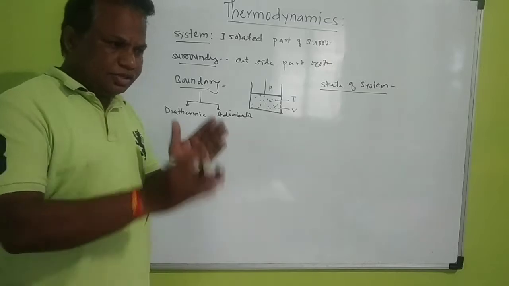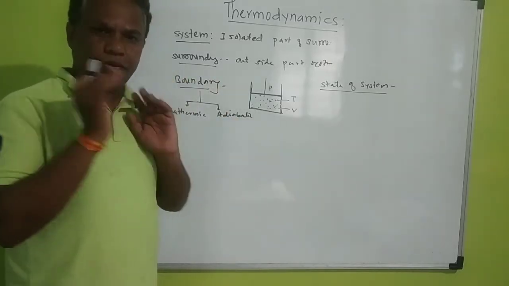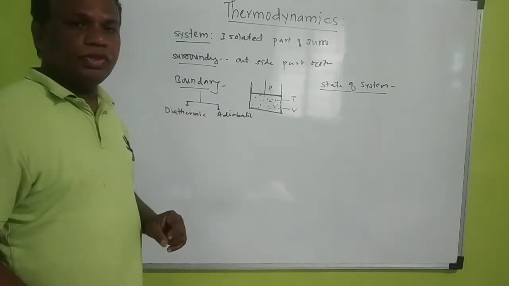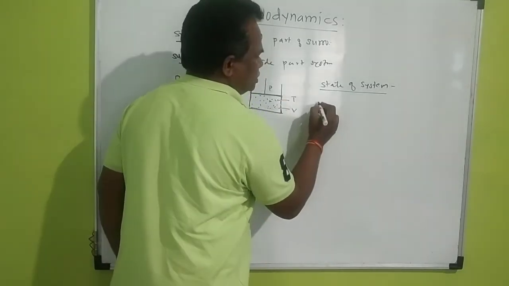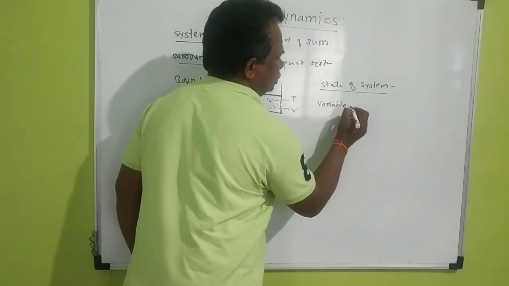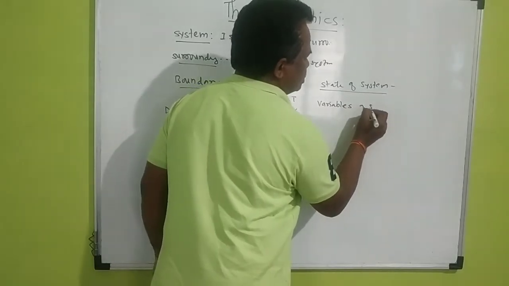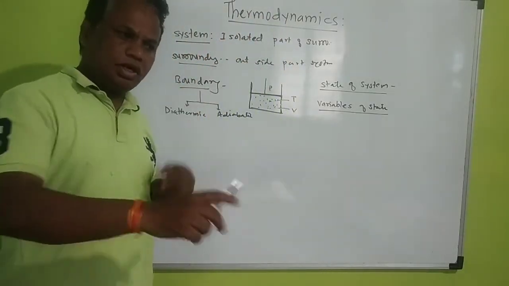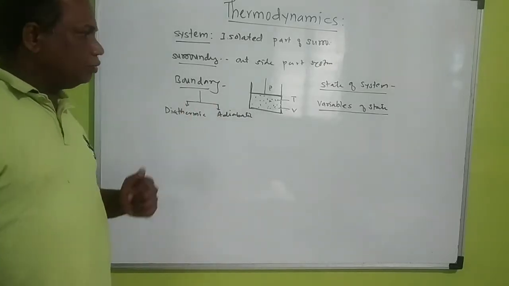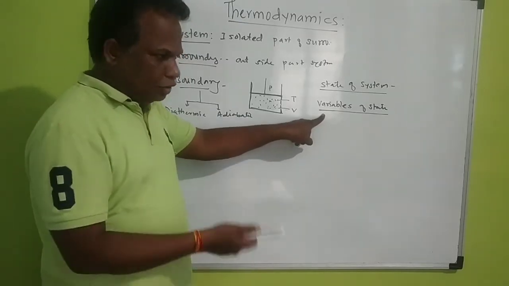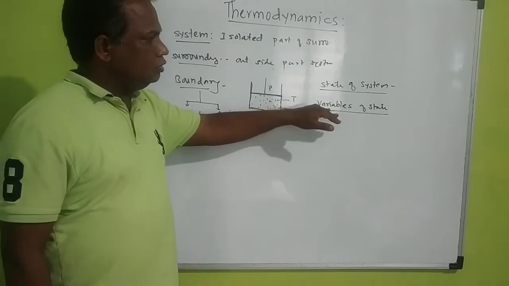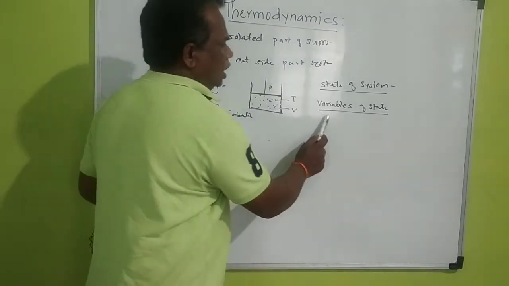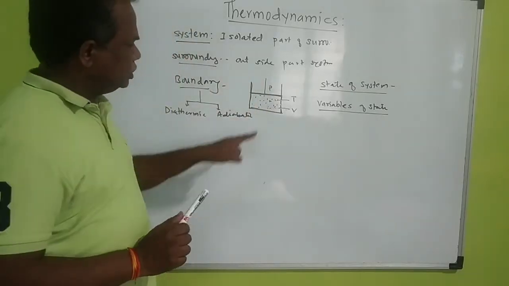These, that is pressure, volume, and temperature, form the system. When the system forms, then the system has a particular state at a particular time. These variables P, V, T are called the variables of state, also called the thermodynamic variables. If one variable changes, automatically other variables may change or sometimes may not change. The variables which we use to define this state are called thermodynamic variables. So this is the state.